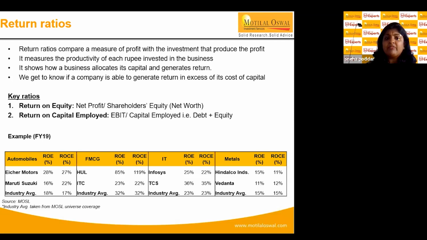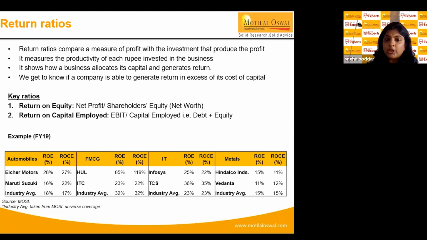Now, one key thing we should really understand in this is that the return ratios should be in excess of the cost of capital, and roughly your cost of capital is about 14 to 15%. So if your return ratios are more than 15% on a consistent basis, then it shows that your business is healthy. Otherwise, it's a red flag for the company.